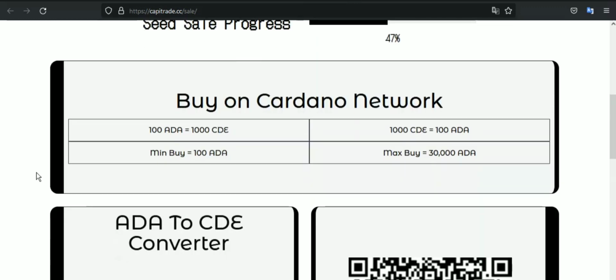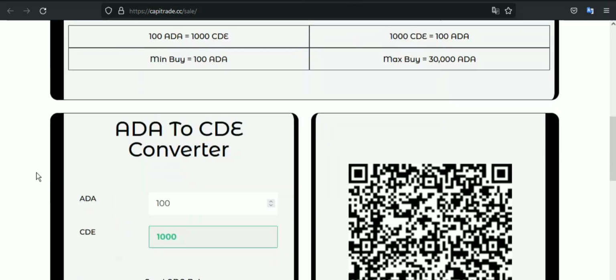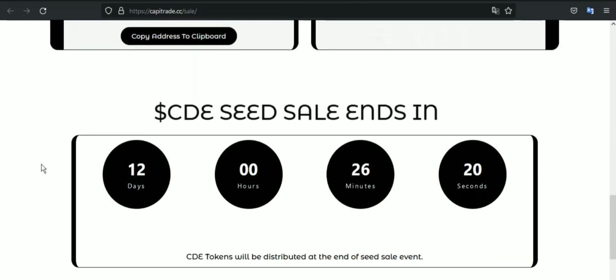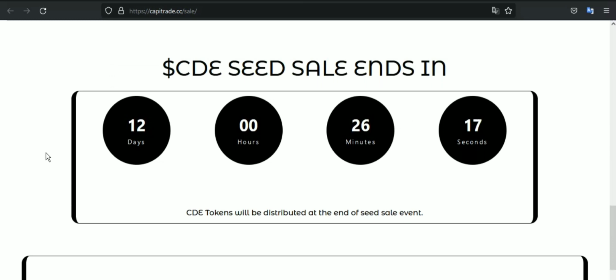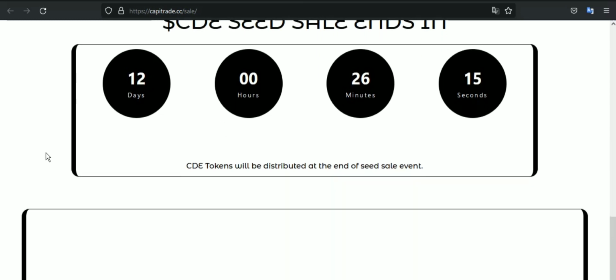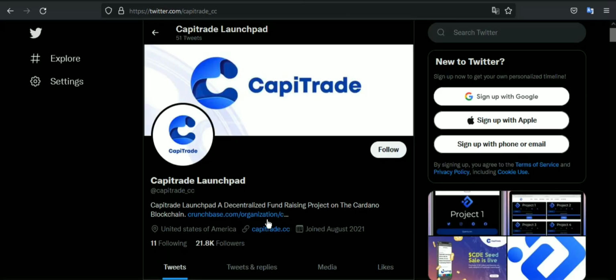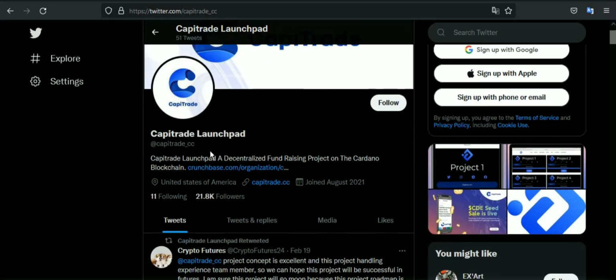CapiTrade accelerates the growth of early stage projects by helping them raise funds in a decentralized manner. The goal is to extend support to innovative projects driven by a team of stars striving towards the mass adoption journey.